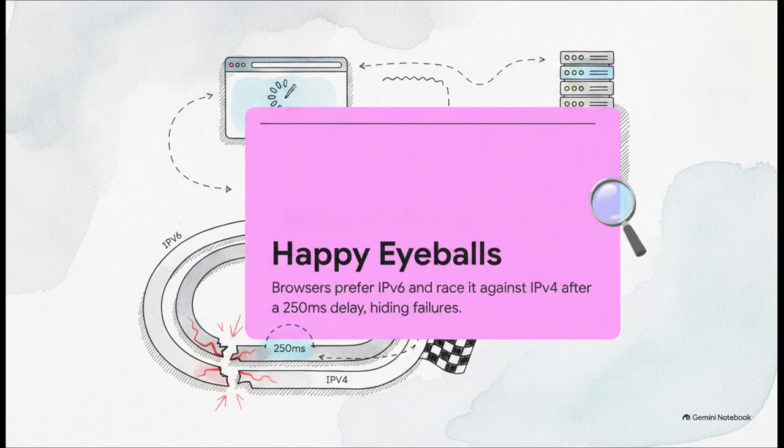Basically, browsers naturally prefer IPv6, but if they don't get a response, they will race it against IPv4, but only after a 250 millisecond delay. Think about what that means in practice. If your IPv6 path is broken, every single new connection your user makes takes a 250 millisecond penalty. Multiply that by what? Dozens of assets loading on a single web page? The internet feels awful, but no error message ever actually pops up.